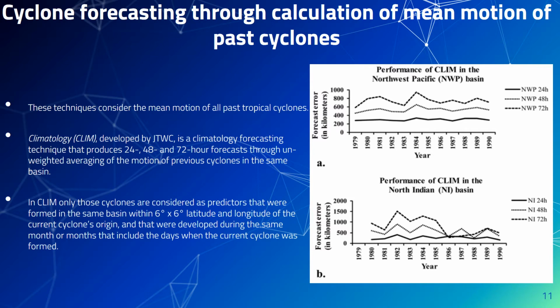Climatology (CLIM) is a climatology forecasting technique that produces 24, 48, and 72-hour forecasts through unweighted averaging of the motion of previous cyclones in the same basin. In climatology, only those cyclones are considered as predictors that were formed in the same basin within 6 degrees by 6 degrees latitude and longitude of the current cyclone's origin, and that developed during the same month or months that include the days when the current cyclone was formed.